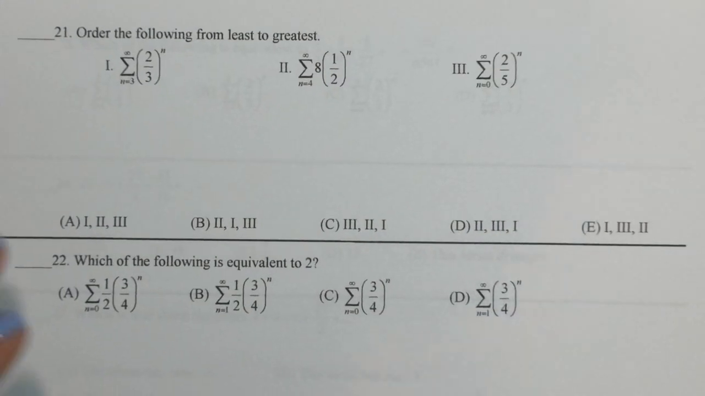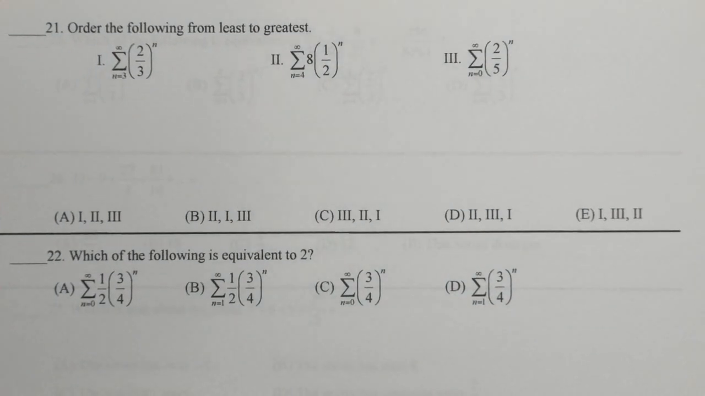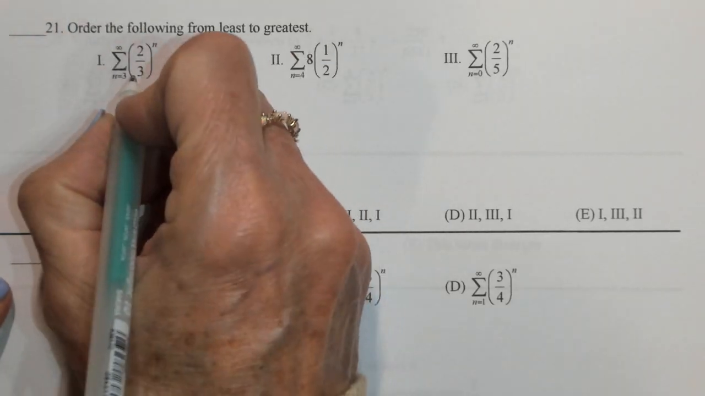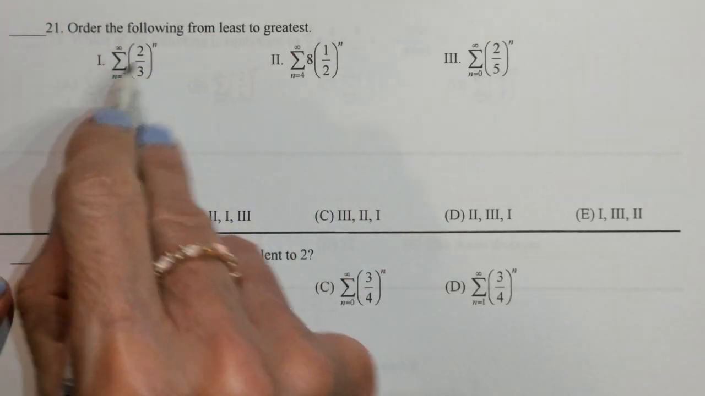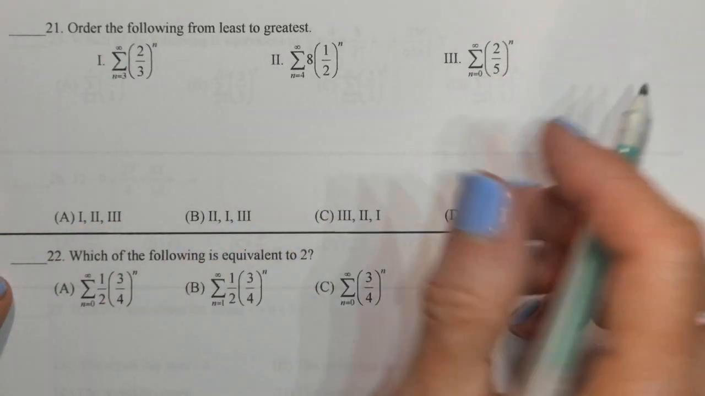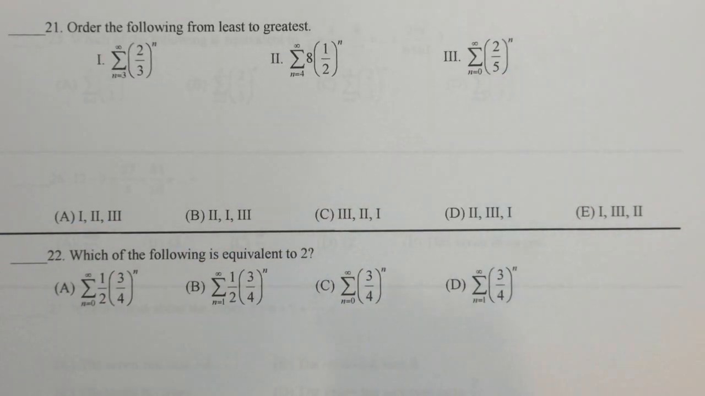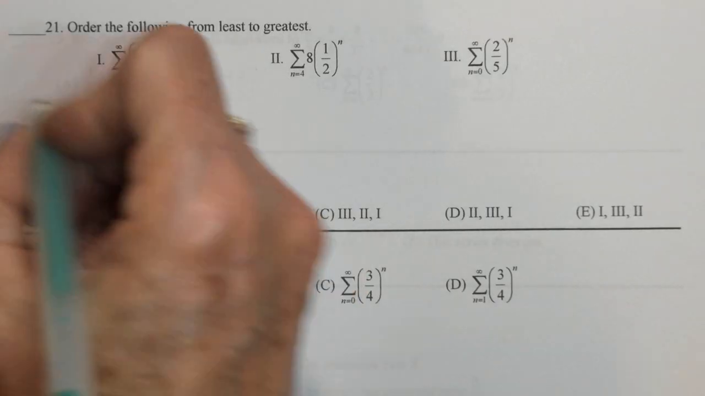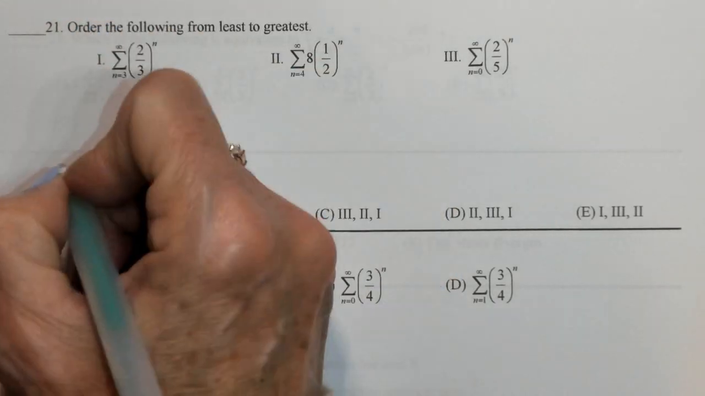Alrighty. Next up, number 21. Order the following from least to greatest. Okay. All of them are geometric, all of them are infinite. This is a little bit overkill. I probably didn't need all of these examples. But, again, first term over 1 minus R.